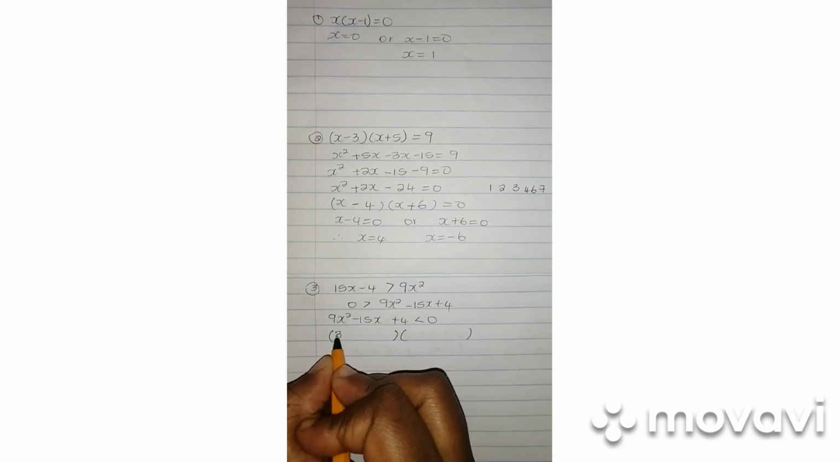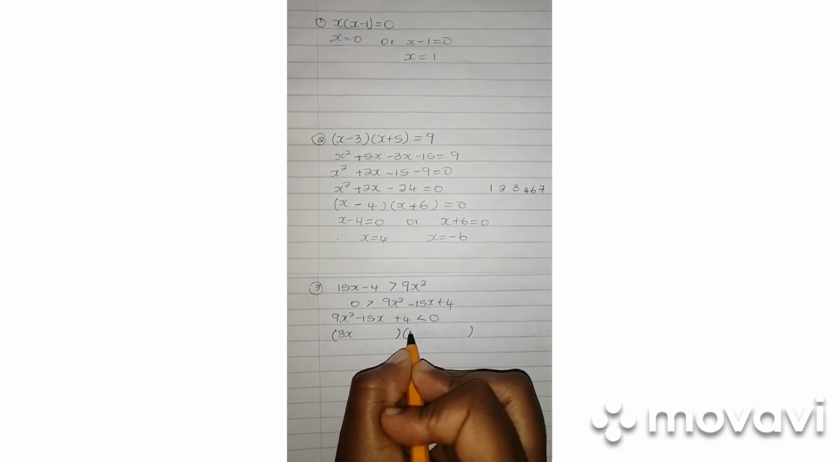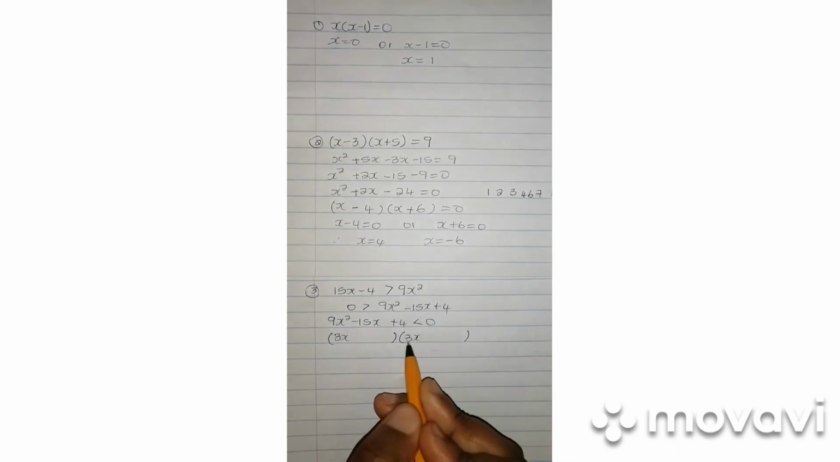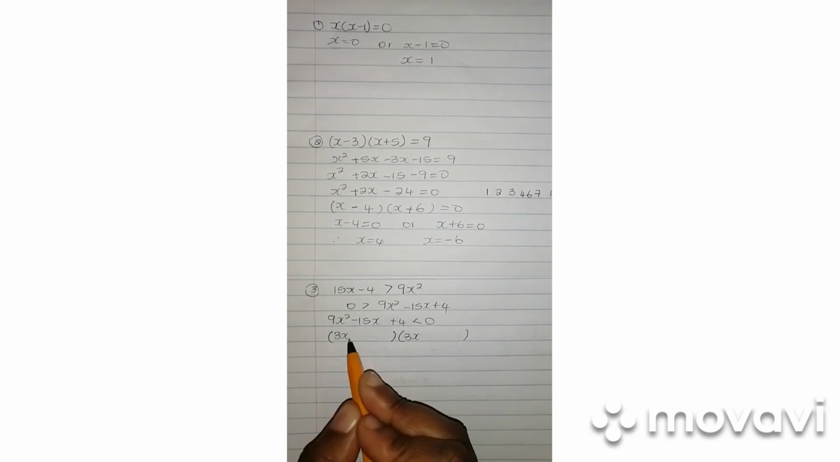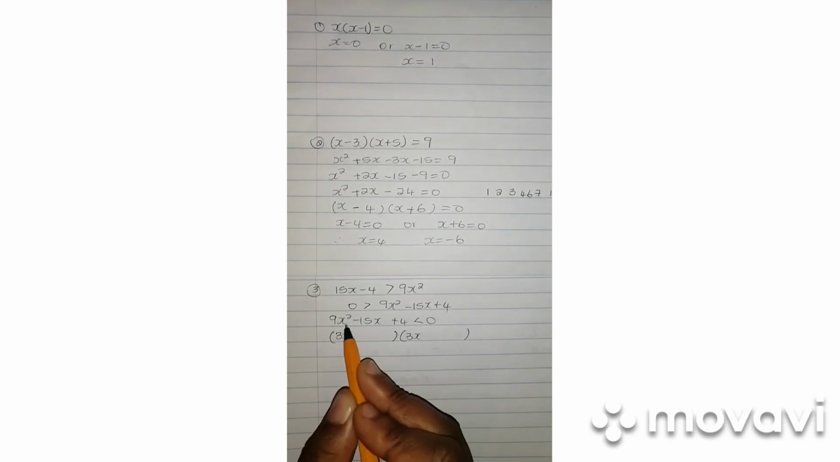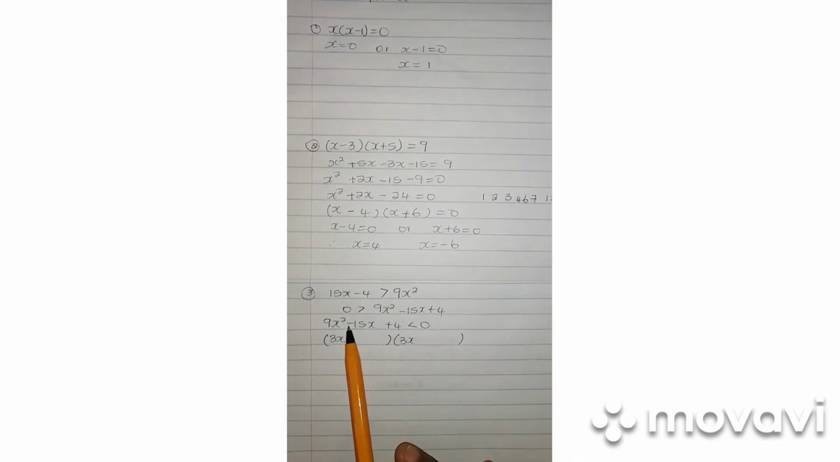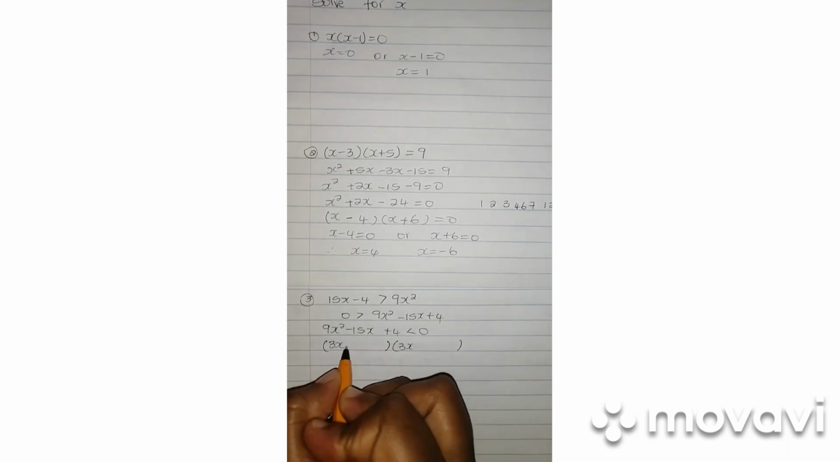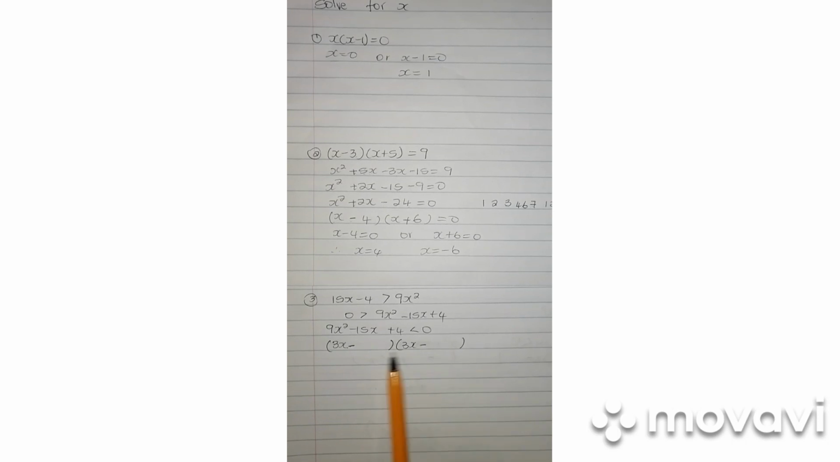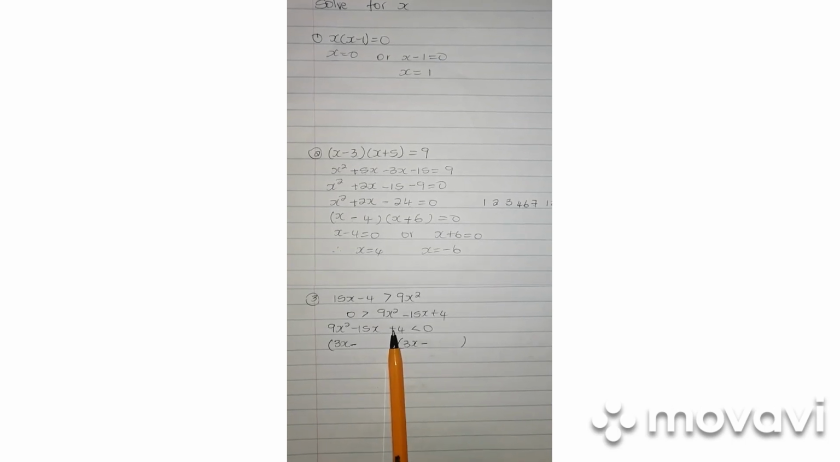So here we know we're going to have 3x and 3x. 3x times 3x is going to be 9x squared. So here we must decide what the sign is going to be. Since this is negative and this is positive, both signs are going to be negative. Remember, when you are adding 2 negatives, you still get negative. When you multiply 2 negatives, you get positive. That's how we determine signs here.